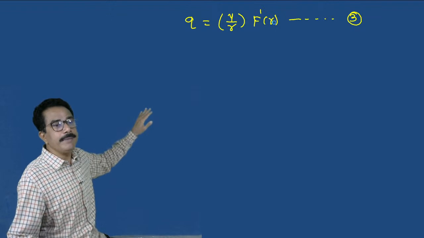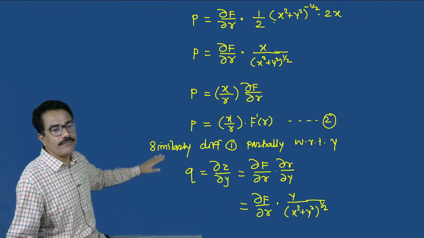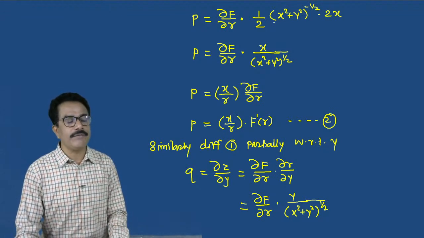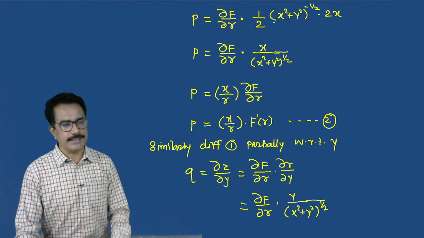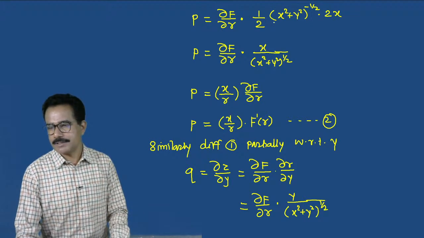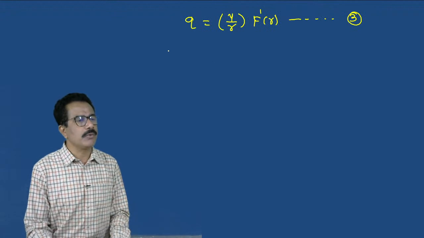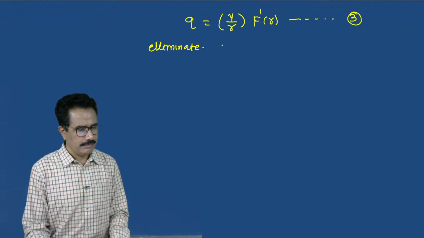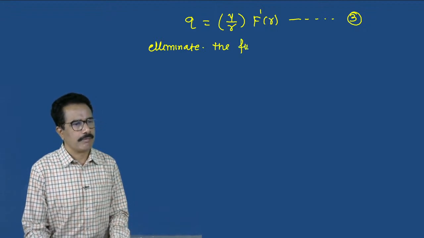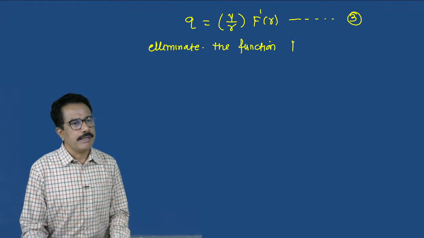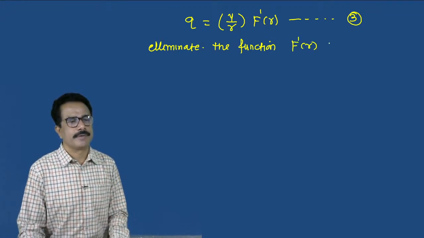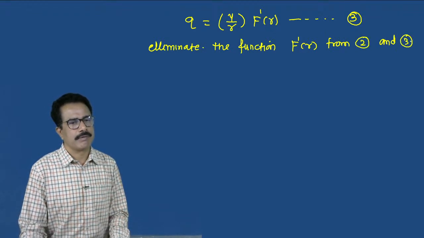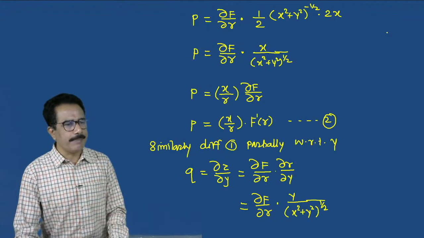Now we have to eliminate f dash of r from 2 and 3. Now eliminate the function f dash of r from 2 and 3.